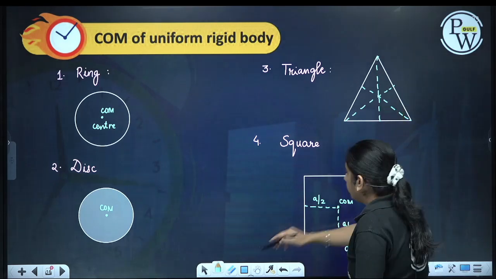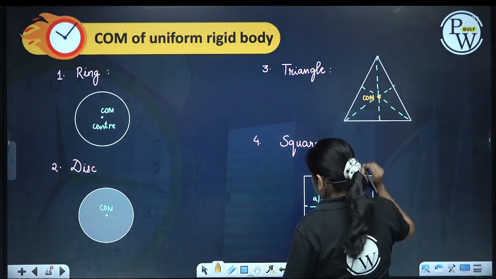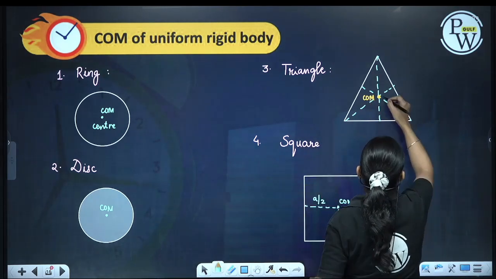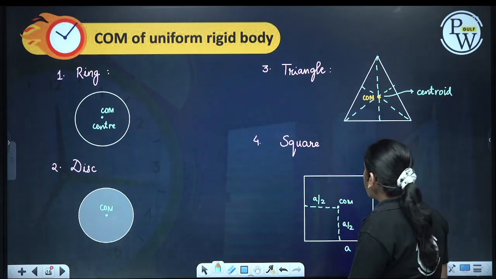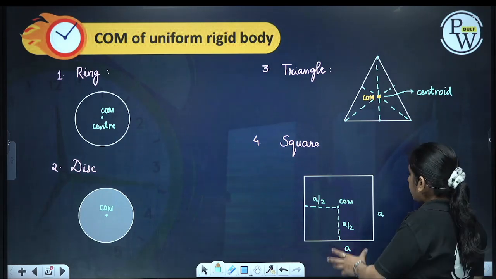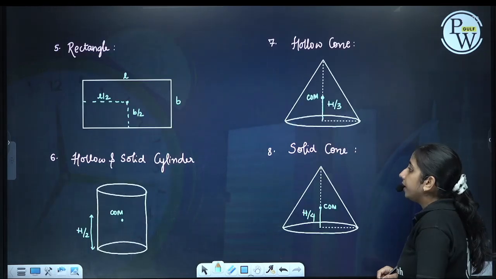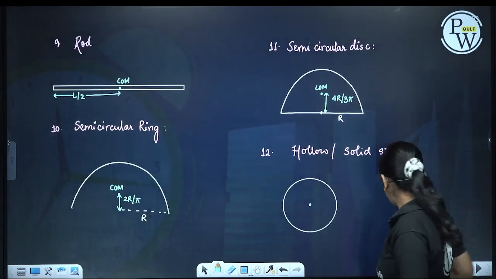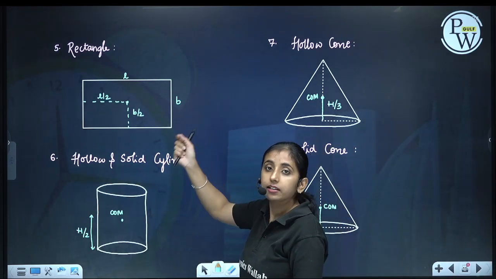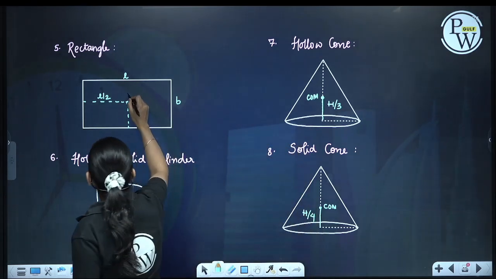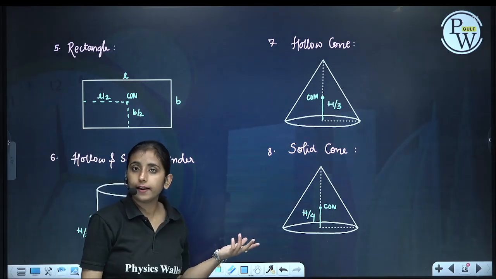For a triangle, the center of mass is at the centroid. For a square, it will be at the point where the diagonals meet. If we have a square of side A, it will be at A by 2, A by 2. For a rectangle, it will be at the point where the diagonals meet, at L by 2 and B by 2, with length L and breadth B.